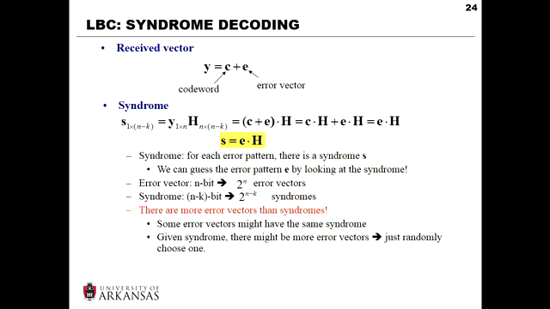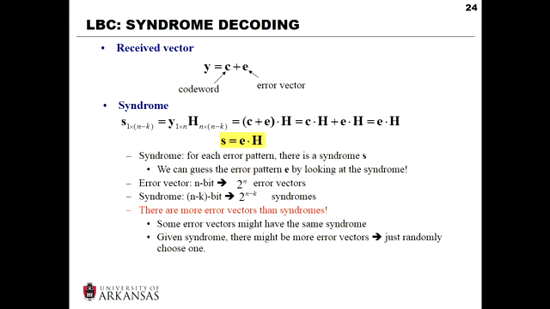The error vector has the same length as the code word, so there are n bits, which means there are 2 to the power of n possible combinations of error vectors. For the syndrome vector, because y is 1 by n and H is n by n minus k, the length of the syndrome vector is n minus k. So there are only 2 to the power of n minus k syndromes. So the number of syndromes is always less than the number of error vectors.